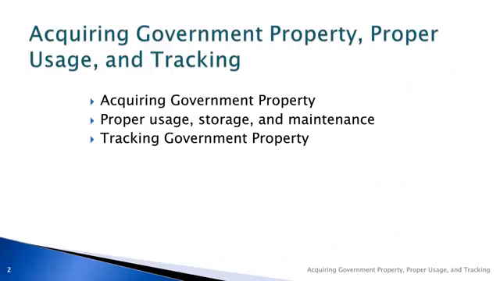Acquiring materials and equipment is a key component of advancing research. With acquisitions of property under some government awards, there are certain guidelines that the researcher and the university must abide by. This training module will provide helpful information on acquiring government property, the proper usage, storage, and maintenance of government property, and provide an insight on how government property is tracked at the University of Alabama in Huntsville.